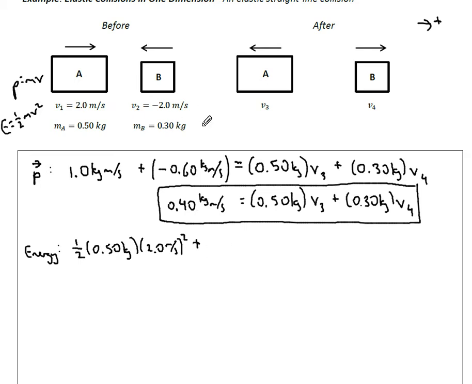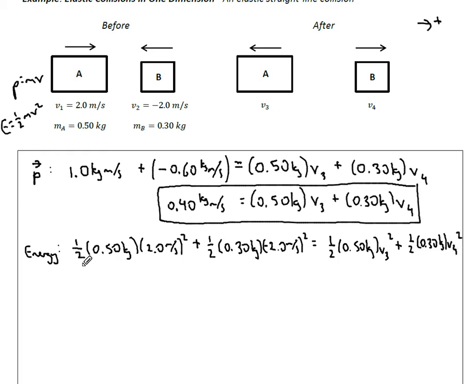And the energy of the second object, we have that 1/2 times 0.30 kilograms times the speed of 2.0 meters per second. I don't really care if it's positive or negative because when I square it, it's going to become positive anyway. And that's equal to 1/2 times 0.50 kilograms times some unknown speed squared, plus 1/2 times 0.30 kilograms times V4 squared.